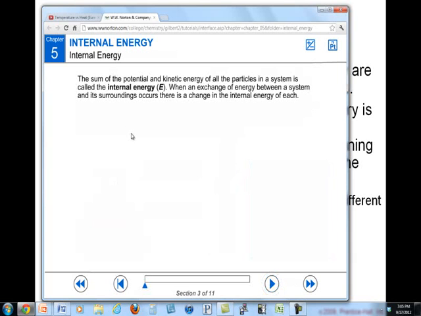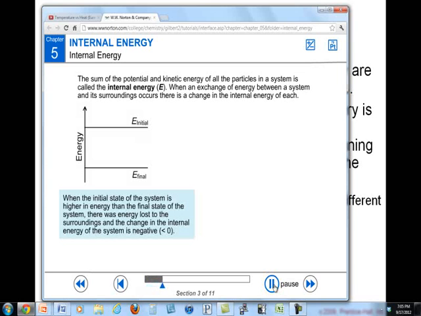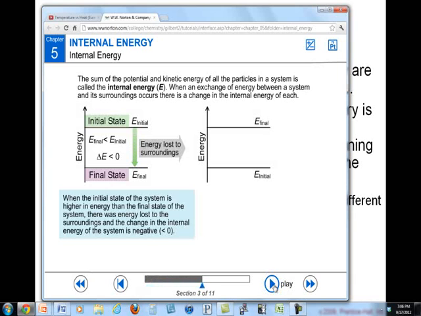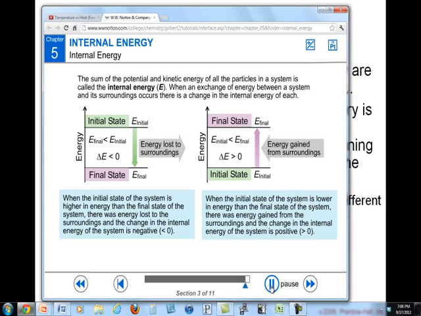So the sum of the potential and kinetic energies of all the particles is the internal energy. When an exchange of energy occurs, there's a change in internal energy of each. So the internal energy of the system, if it goes down, then the surroundings will do the opposite. So those surroundings will rise in energy in equal amount to that loss from the system. Okay, energy is conserved.